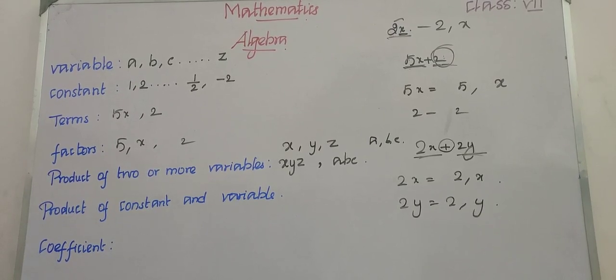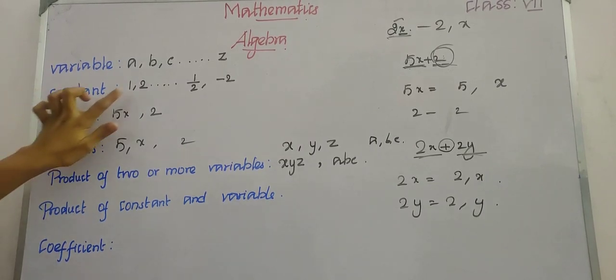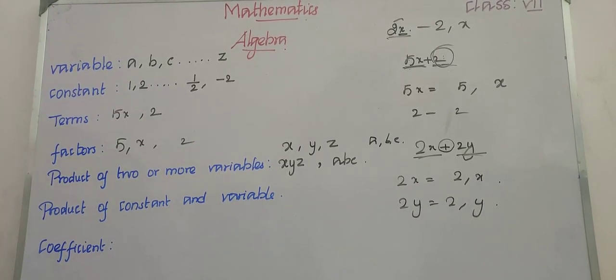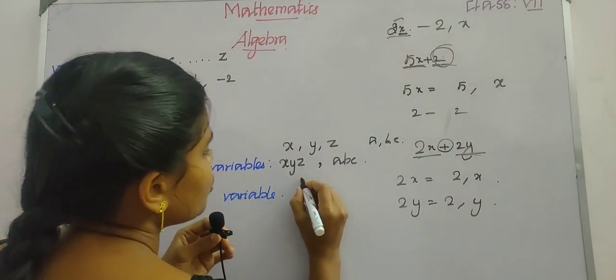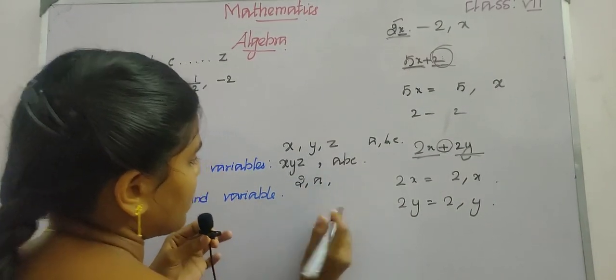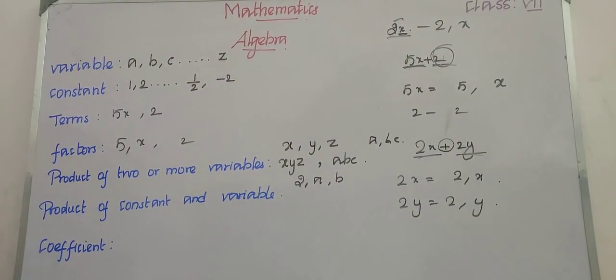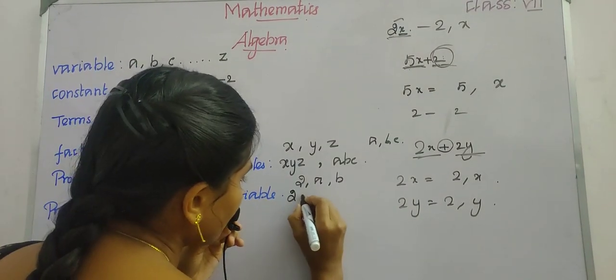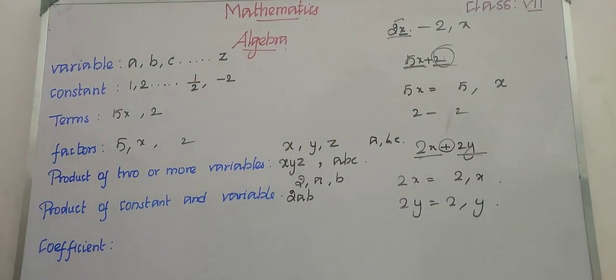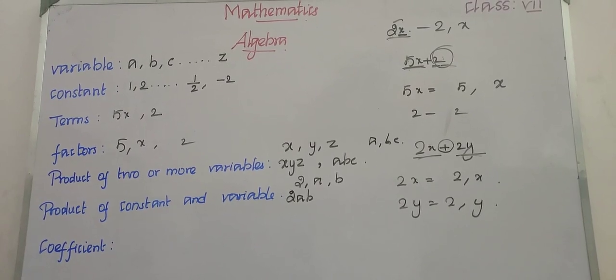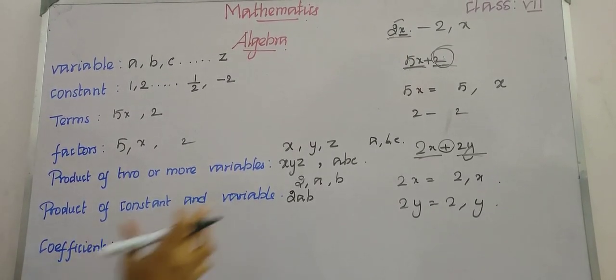And the next is product of constant and variable. So what does mean by constant? Constant means any of the numbers. Number is called constant. And variables means this alphabet, English alphabet. See, if you are having 2 comma a comma b, how will you find the product of these? We can simply write it as 2ab. This is the product of constants and variables. Children, is it clear?